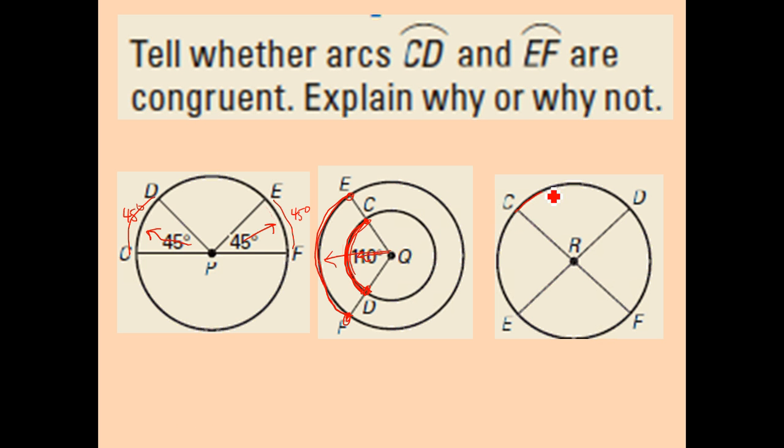So would C to D here be congruent to E to F here? Yes, they're across from the same central angles. These angles would be the same because they're vertical angles. So we would say that those two are in fact congruent.